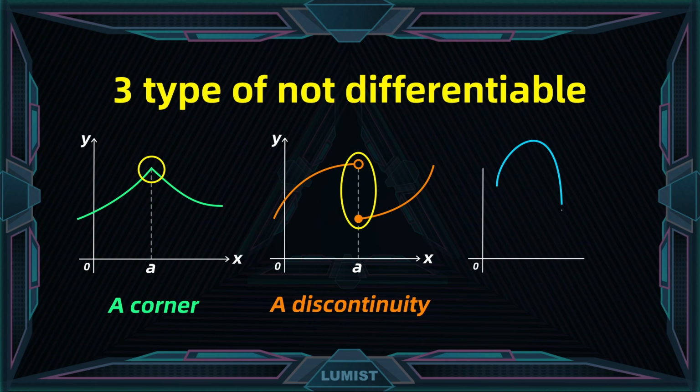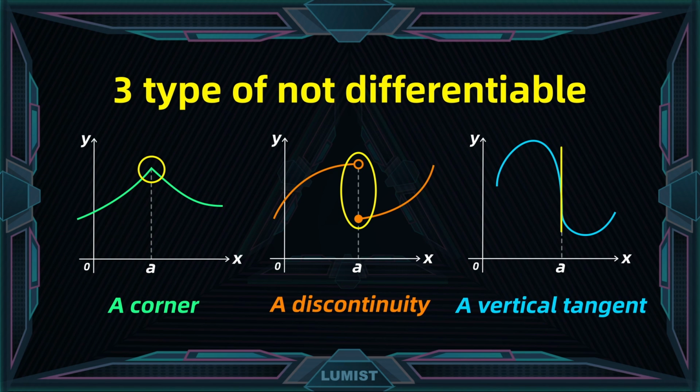Now, the third type is a vertical tangent line. Here, f prime of a is infinity, which means usually we treat f prime of a as not existing at that point. So that means that this is not differentiable, even though it is continuous.